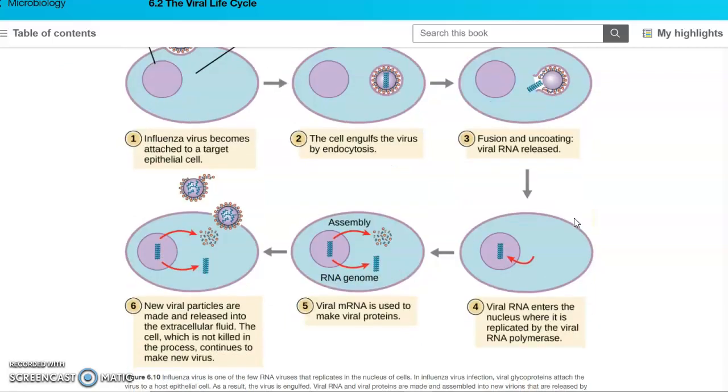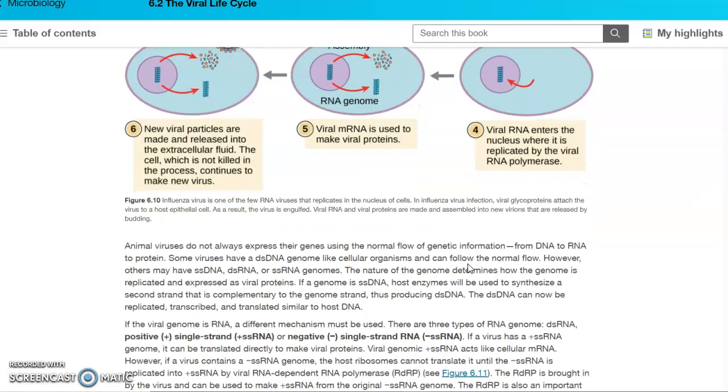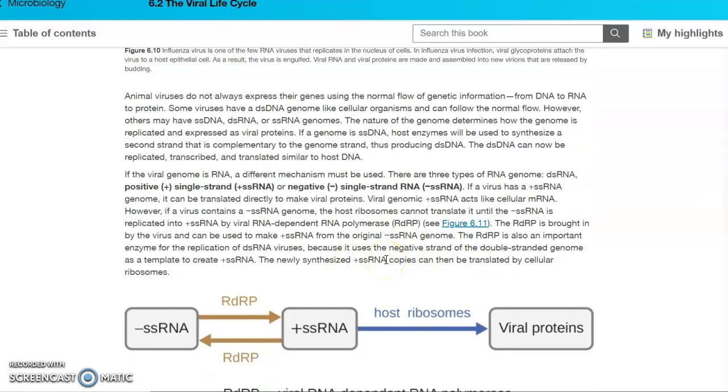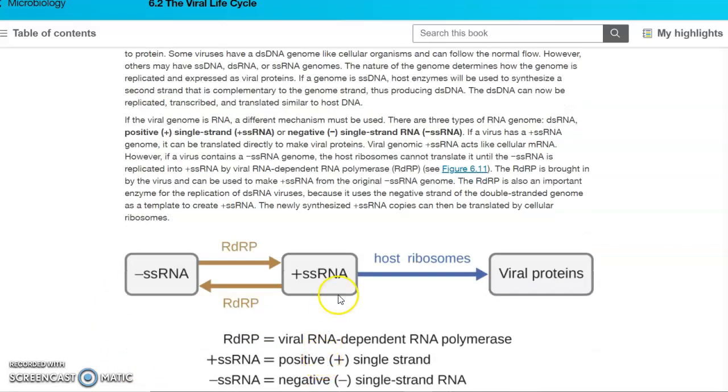Something else we have to consider is what type of genetic material is found within our virus. This is going to affect exactly how the biosynthesis and assembly process works, because depending on the type of genetic material, whether it's DNA or RNA, or whether it's single strand or double strand, we may have to make some conversions to a different type of genetic material before the viral proteins can start to be assembled. This is something else that's different between bacteriophages and animal viruses.